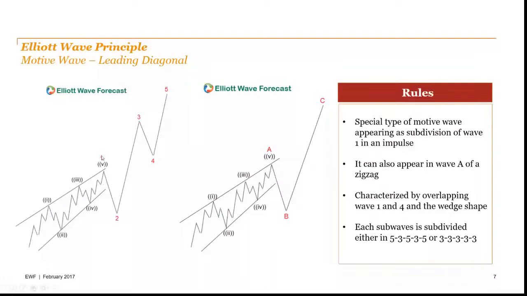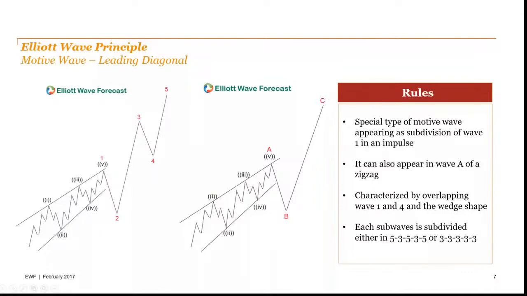A diagonal can happen within wave 1 or within wave 5. If it happens within wave 1, it's called a leading diagonal. If it happens within wave 5, it's called an ending diagonal. A diagonal can also happen in an ABC. Now, we haven't talked about ABC, which is a zigzag, but a zigzag is a 5-3-5 structure. Okay, it is a 5-3-5.